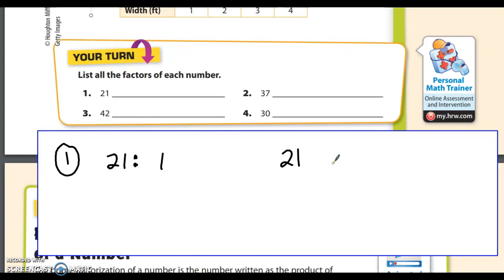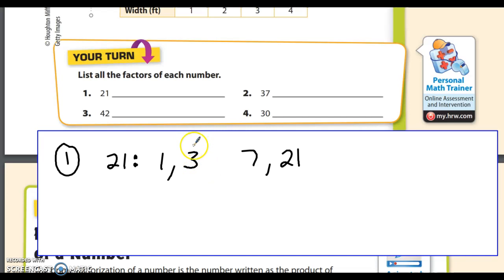So I check my 3's. Does 3 go into 21? It does. How many times? It goes in 7 times. And then I check my other numbers like 5, which is not a factor of 21, and 6, and 7 is. And we already listed 7, which means we got them all now.